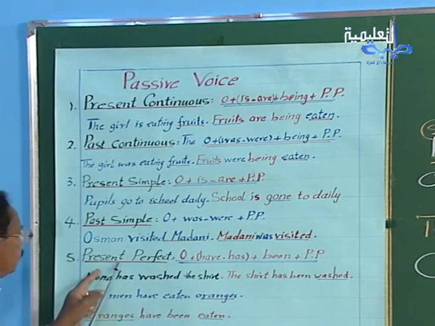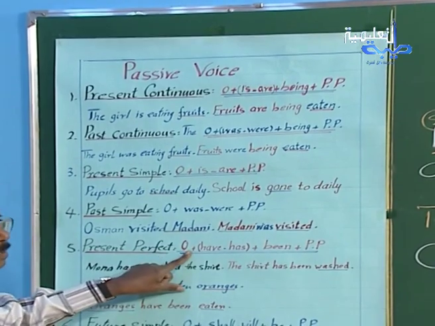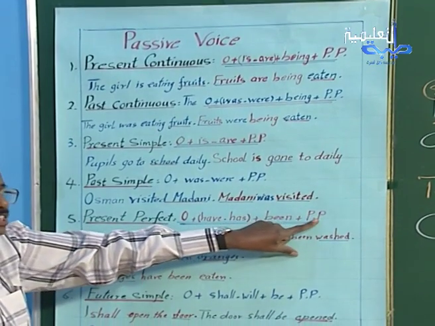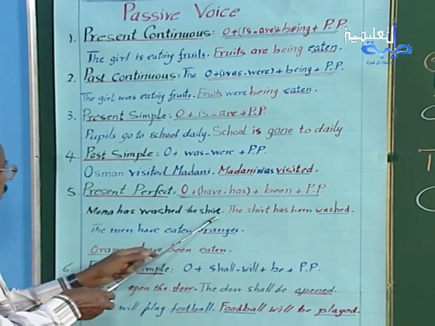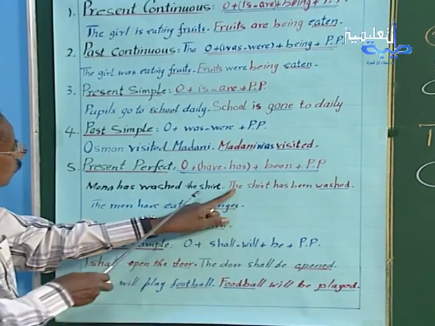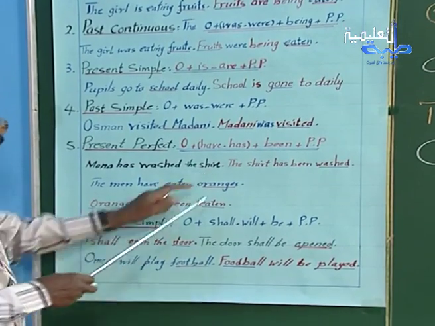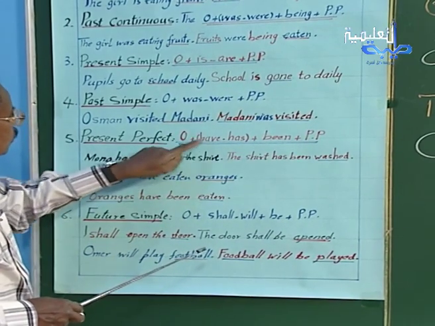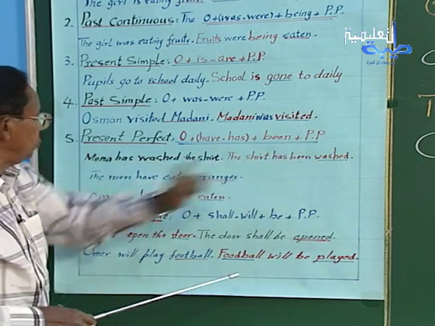For the present perfect, object plus have or has plus been plus past participle. For example, Muna has washed the shirt. We started with the shirt. The shirt is the object. The shirt has been washed, because the rule is object plus have or has plus been plus past participle. It says the shirt has been washed.